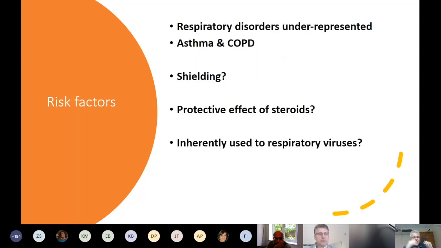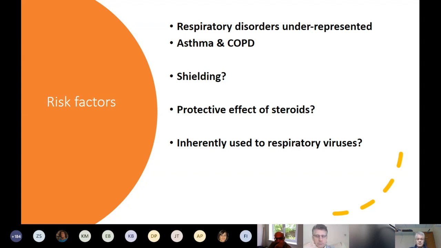Now, what about shielding and other risk factors? What I can say, I think, is that respiratory disorders seem to have been underrepresented in terms of hospital admissions, particularly asthma and COPD. Now, I have seen patients, a lady with COPD I had sent to intensive care, and she sadly died. So I think some of these patients don't do well, and I don't know why they've been relatively underrepresented.